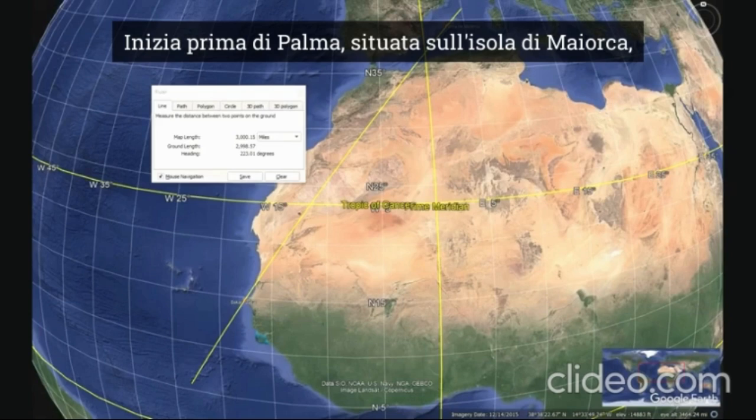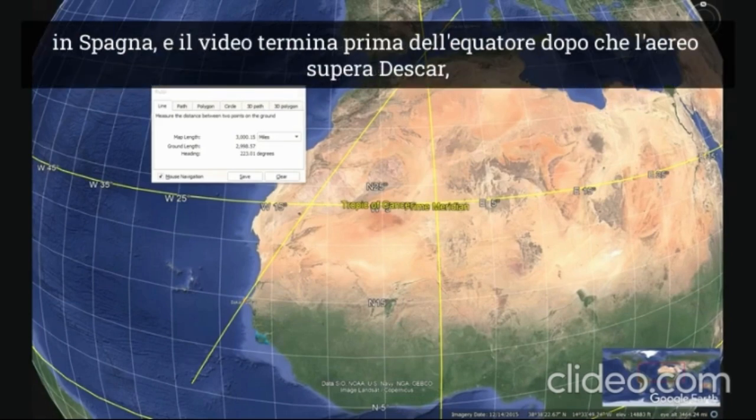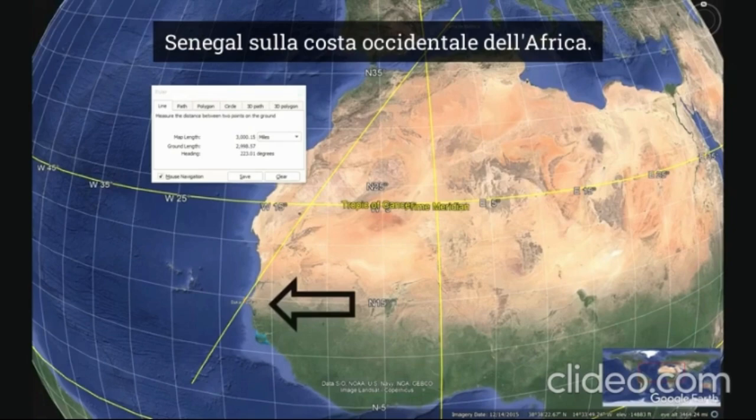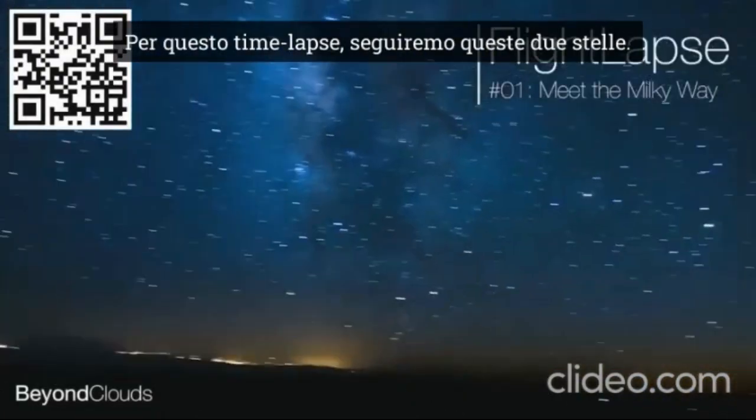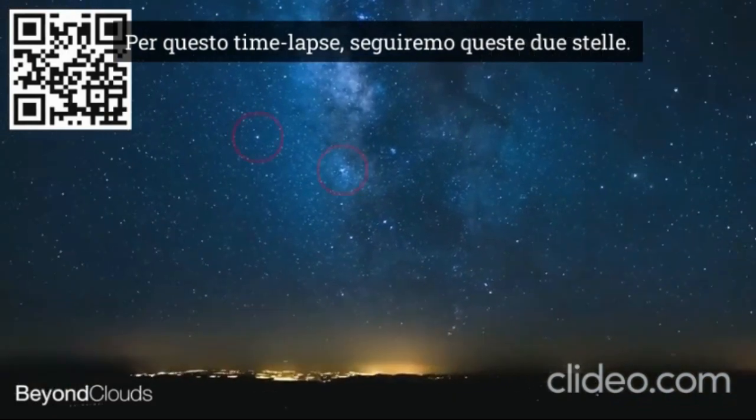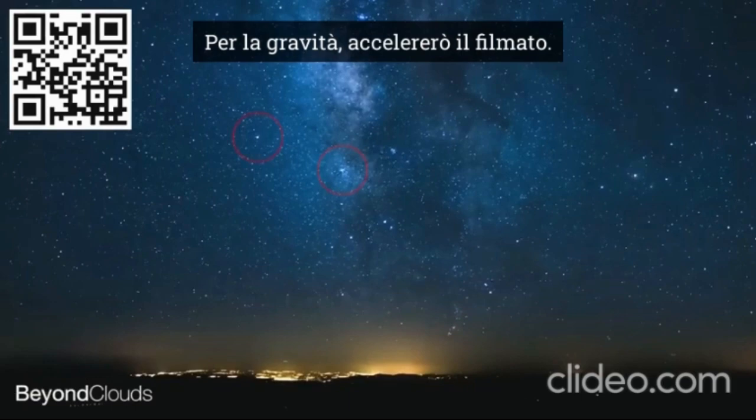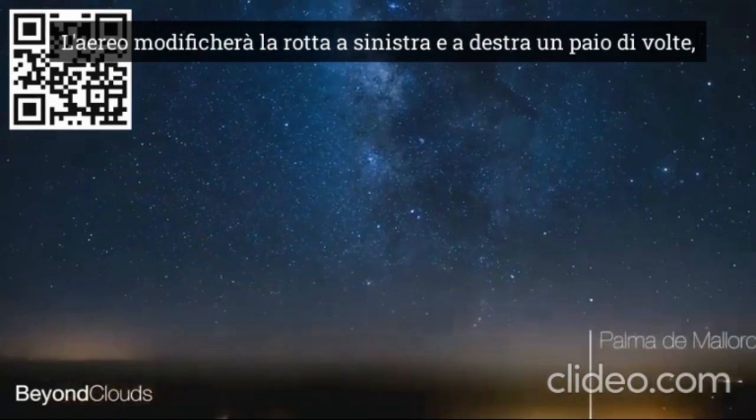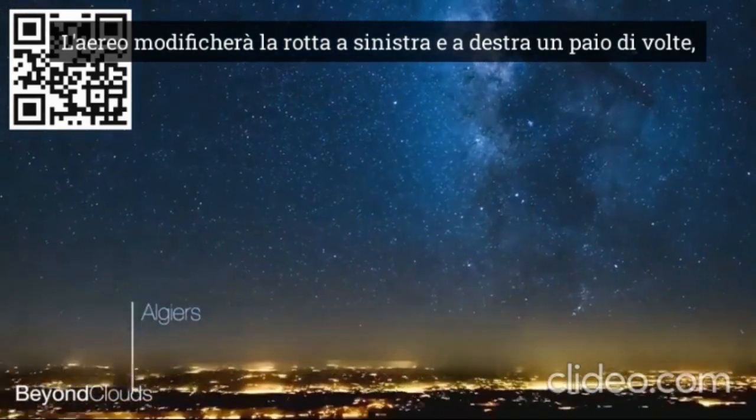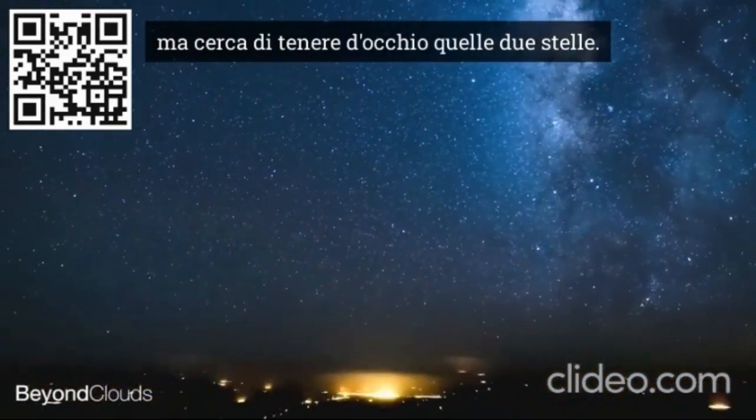That begins before Palma, located on the island of Mallorca, Spain, and the video ends before the equator after the plane passes Dakar, Senegal, on the western coast of Africa. For this time lapse, we're going to track these two stars. For brevity, I'm going to speed up the footage. The plane is going to adjust its heading left and right a few times, but try to keep an eye out for those two stars.